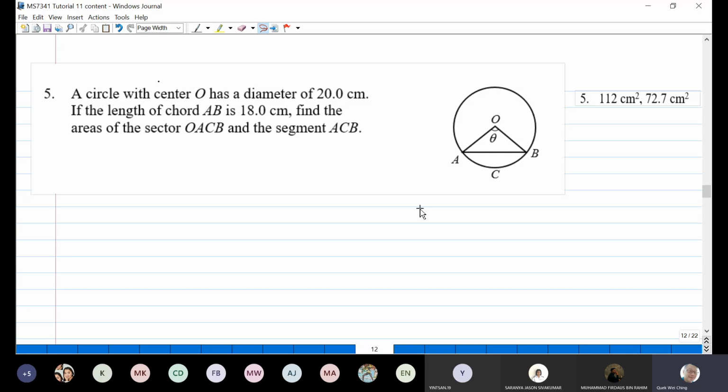So first of all, diameter is 20. The center is O, so that means this is 10, and this is 10. Diameter is 20, therefore this is 10 cm each. The length of the chord is 18. What is a chord? A chord is a straight line. This is the chord AB, and it is 18 here.